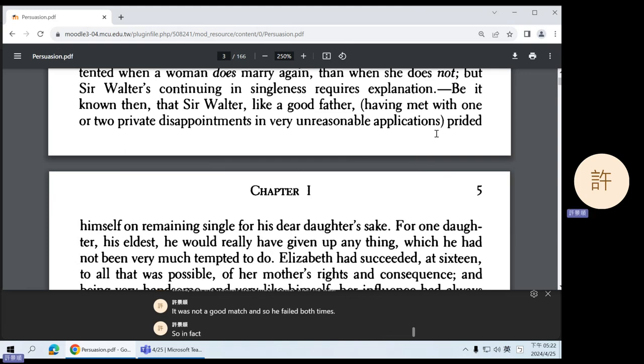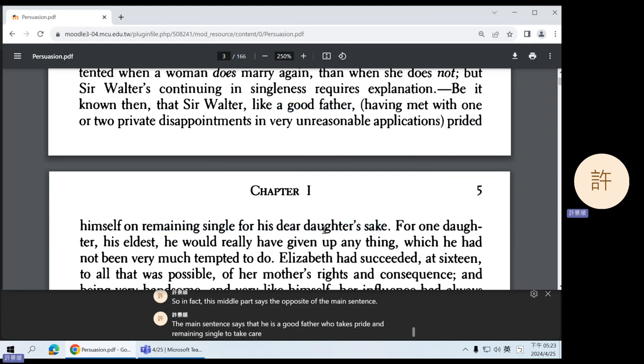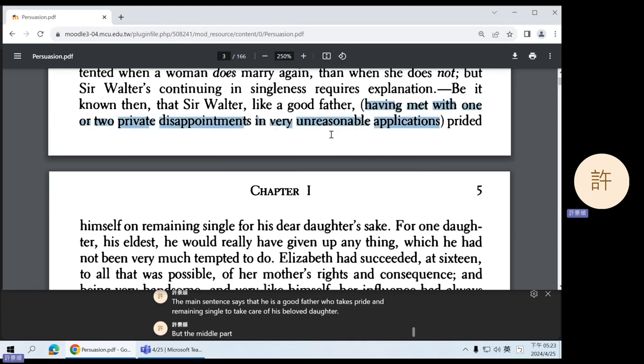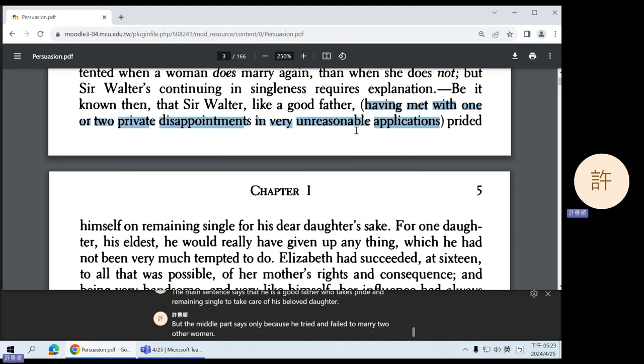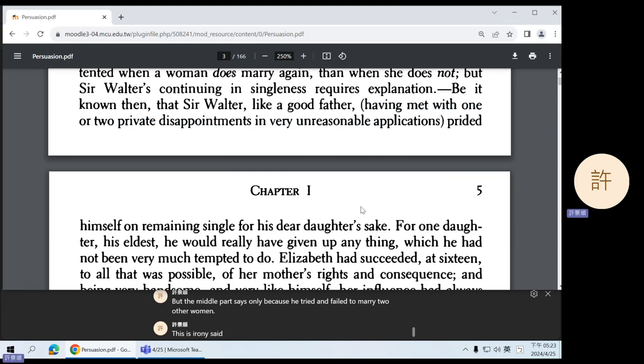So in fact, this middle part says the opposite of the main sentence. The main sentence says that he is a good father who takes pride in remaining single to take care of his beloved daughter. But the middle part says only because he tried and failed to marry two other women. This is irony. 这就是讽刺。So the fact is he's single because he can't get married again. Nobody wants him. But he pretends it is because he wants to take good care of his daughter.